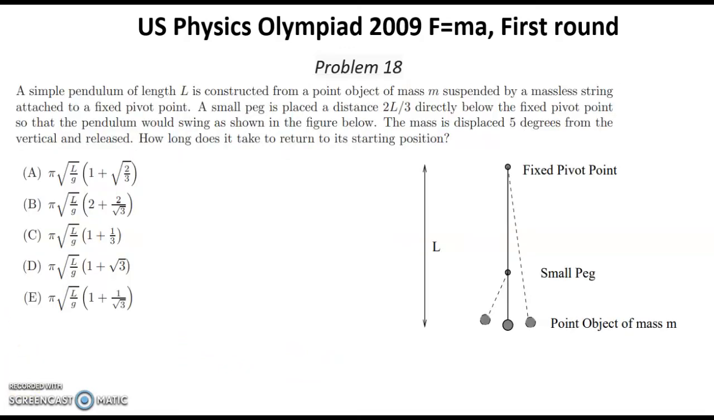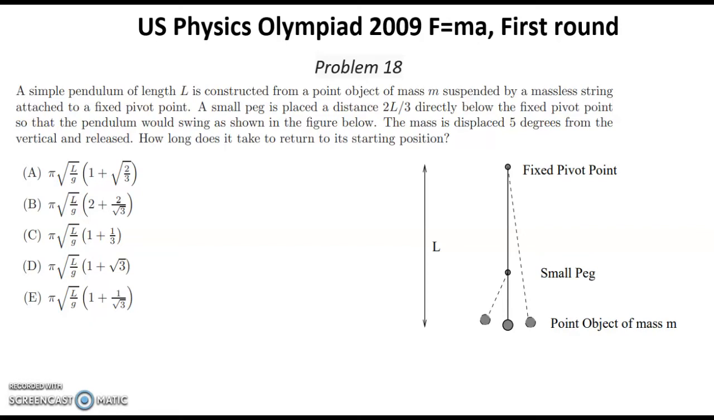Problem number 18. A simple pendulum of length L is constructed from a point object of mass m suspended by a massless string attached to a fixed pivot point. A small peg is placed a distance 2/3 of L directly below the fixed pivot point, so that the pendulum swings as shown in the figure below. The mass is displaced 5 degrees from the vertical and released. How long does it take to return to its starting position?